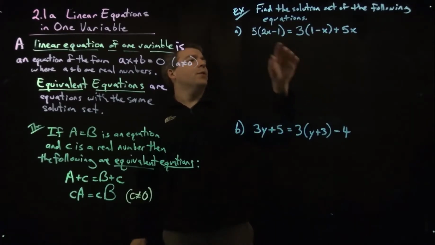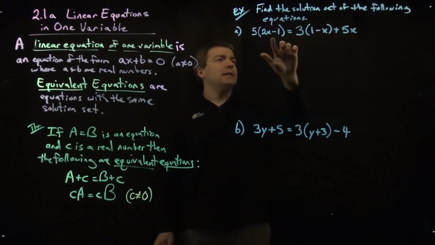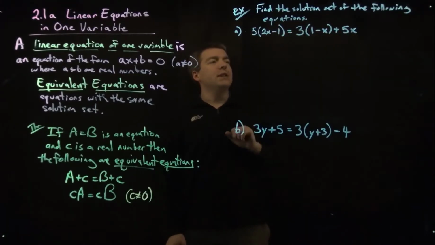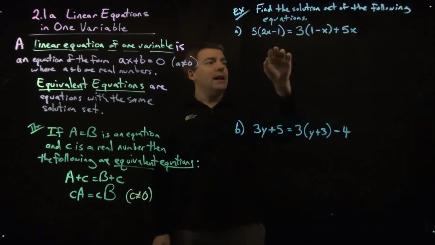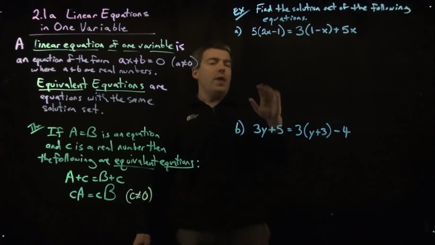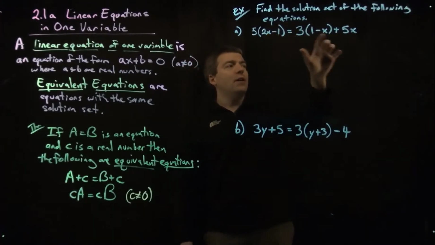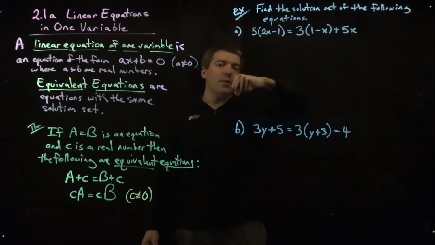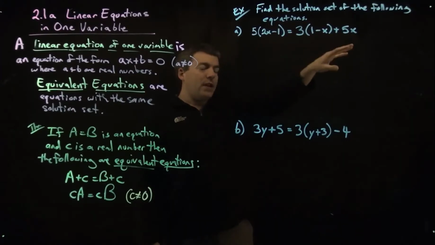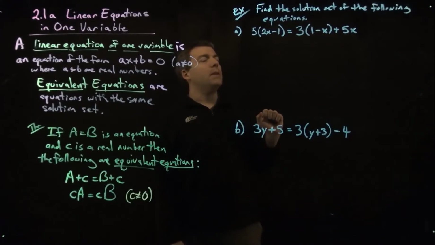Okay, so let's look at this, and we can see that there are a bunch of x's throughout this equation, and we need to get x equals something. So that means we need to take all of these x's, get them all together on one side, and everything else on the other. That will be the goal here.